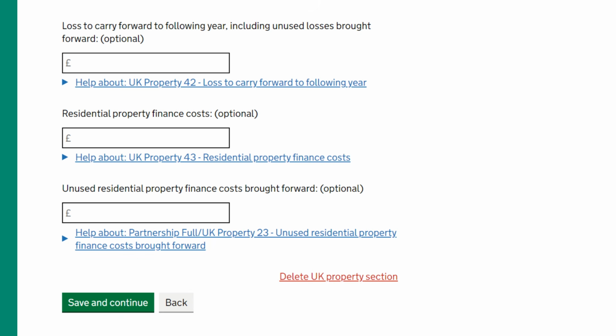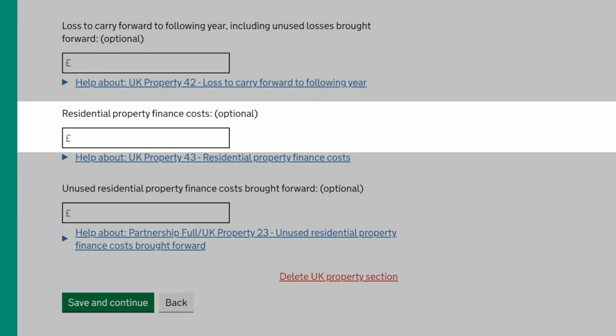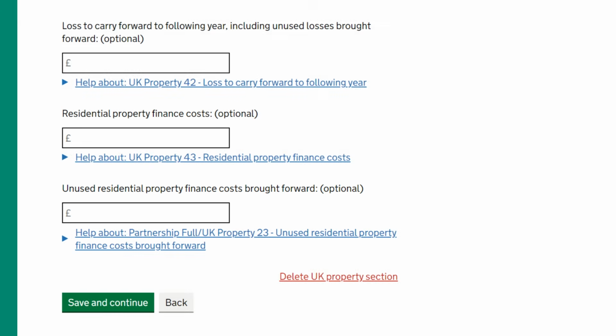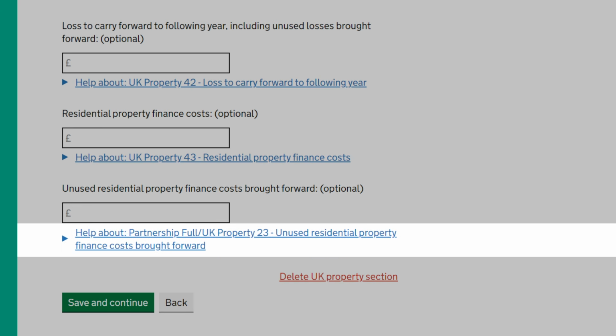Enter your total residential finance costs for this year here. This will help reduce your total tax bill. You can also enter any residential finance costs you couldn't use in the previous tax year. Use the Help About link to work out the amount to enter.